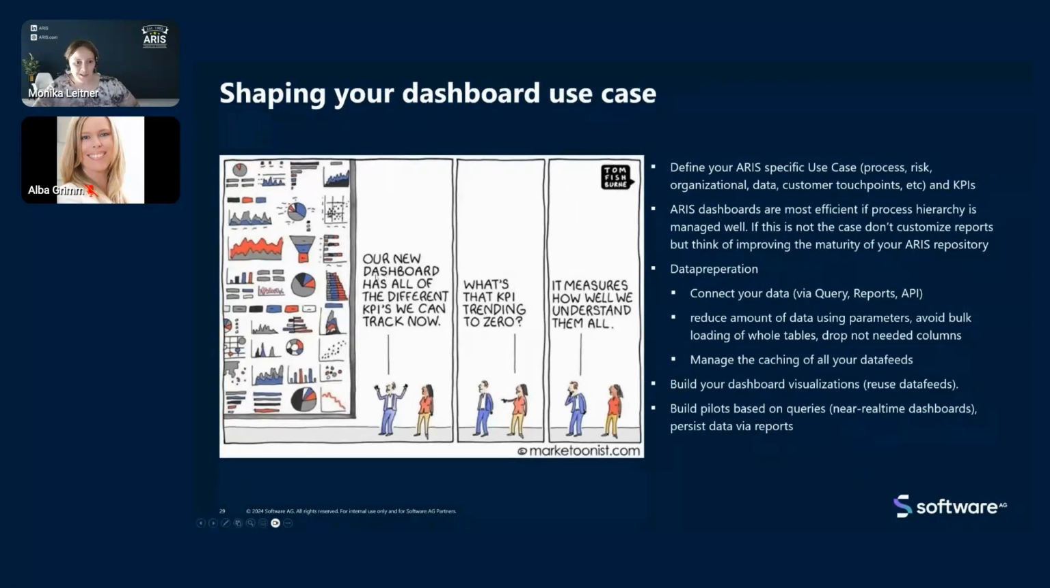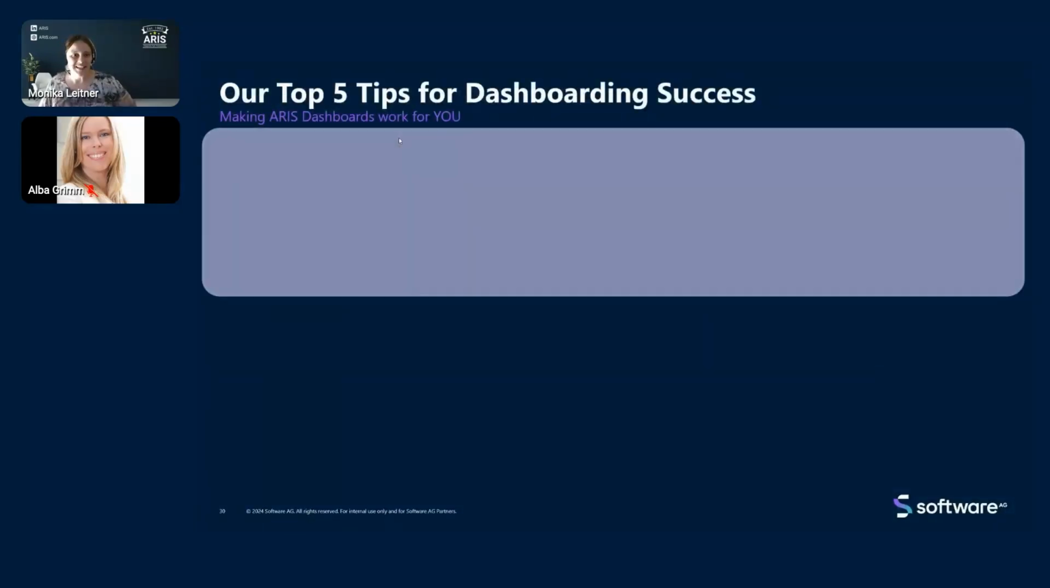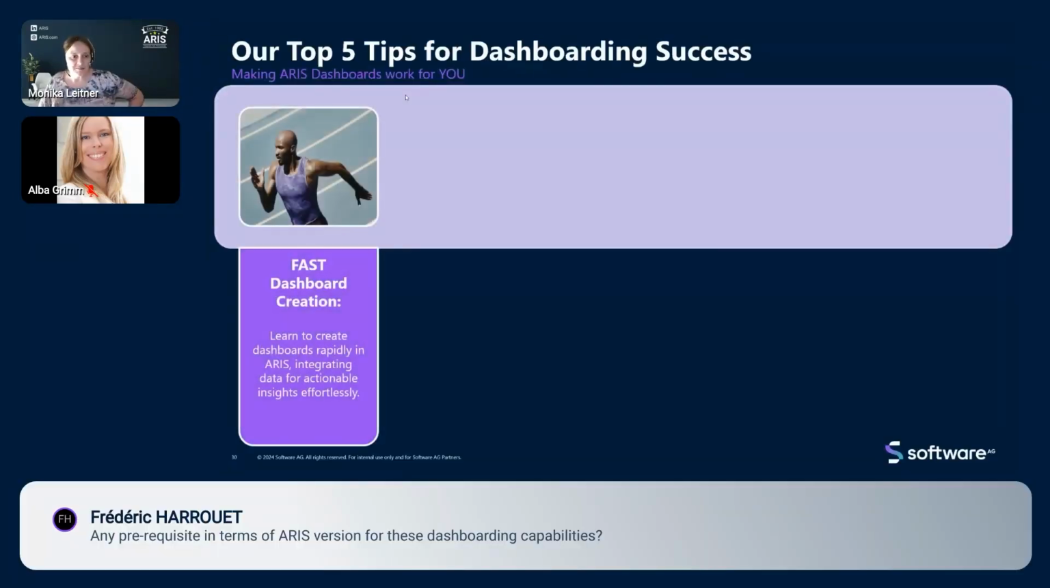So our new dashboard has all the different KPIs we can track on. And then you see here, what's the KPI trending to 0? It measures how well we understand them all. Please don't build dashboards like this. But I believe you won't. And this would be the end.